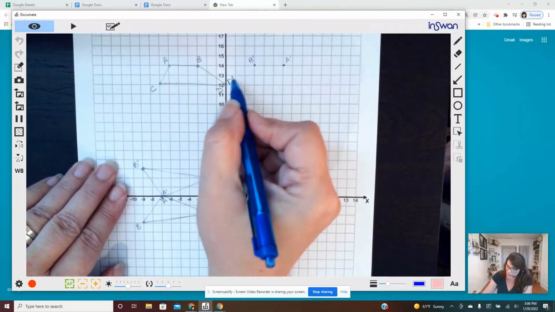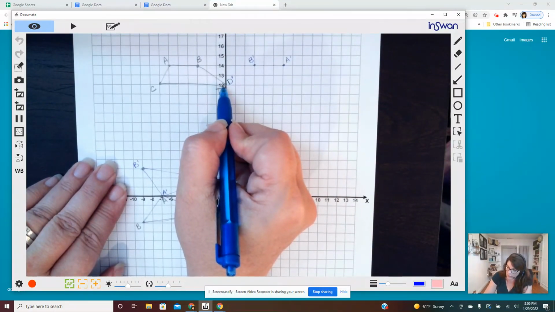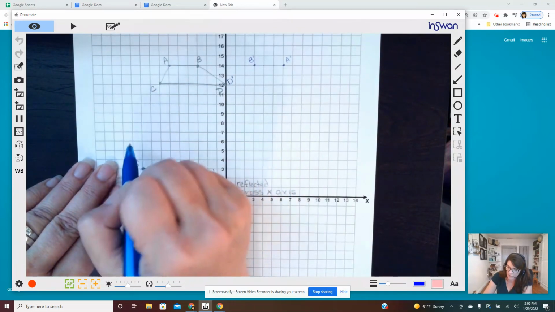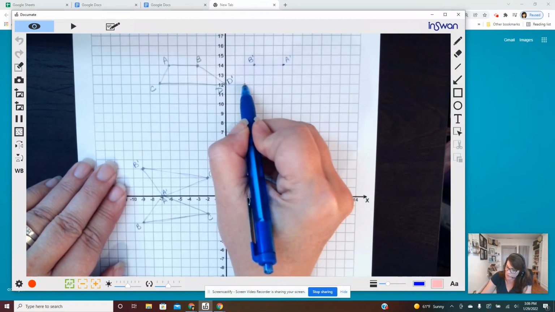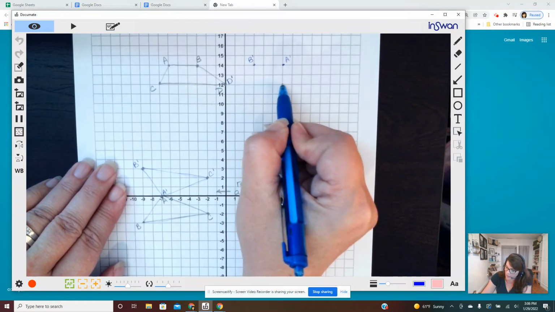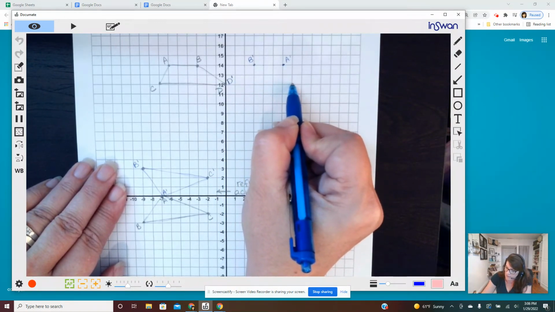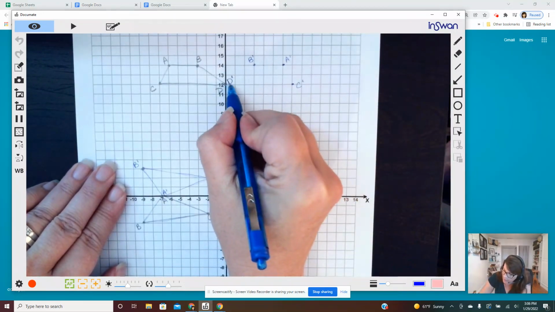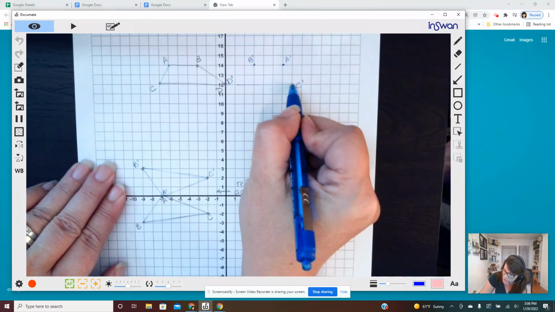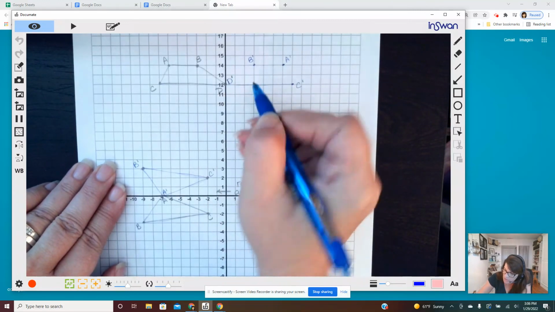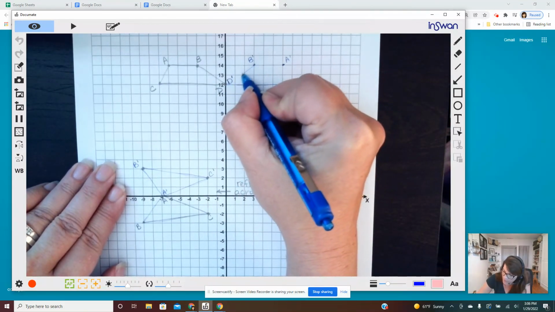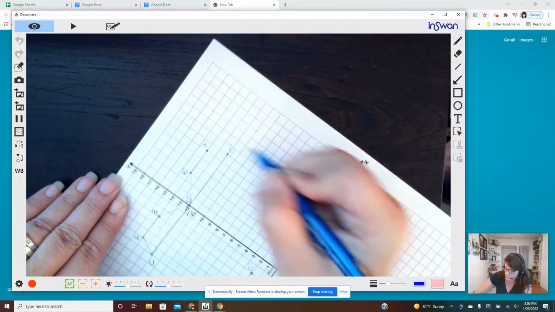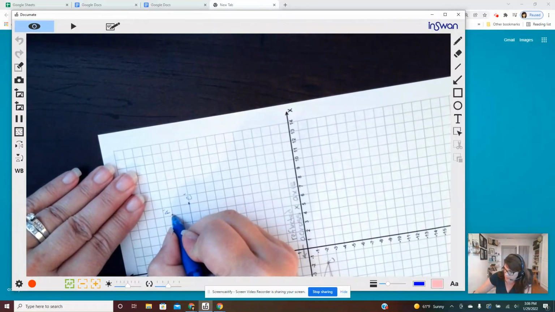D prime's already marked. C is 1, 2, 3, 4, 5, 6, 7 units. That is C prime. Again, I connect the dots. So as you can see in this unit, we're not really doing calculations. It's very much a drawing and a spatial unit, which for some of you is going to be amazing.